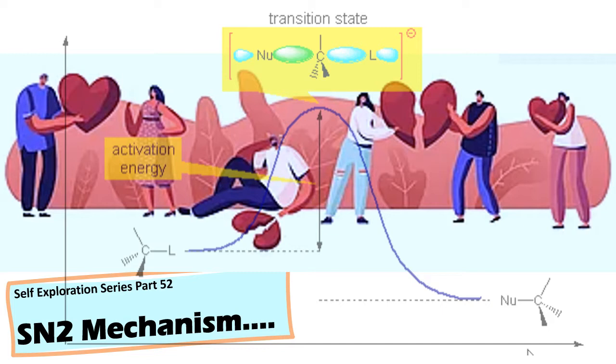Whereas in SN2, as the attacking group approaches the substrate, the leaving group slowly detaches. The attacking group slowly takes over the leaving group, and the substrate is never single and unstable in SN2.